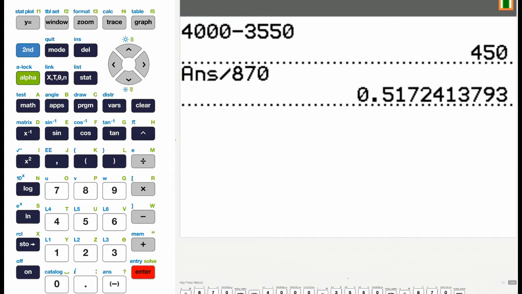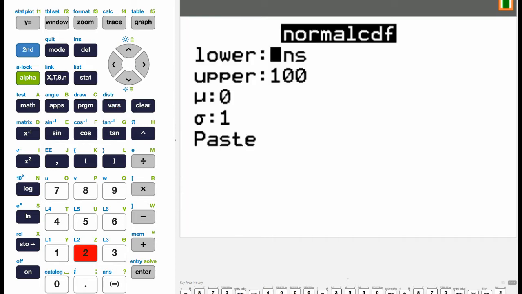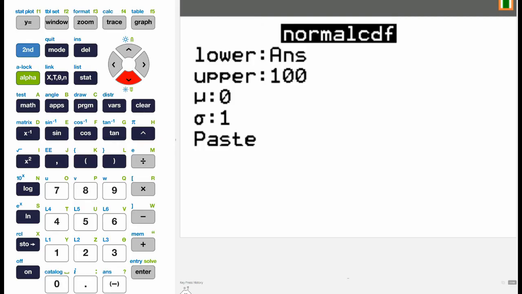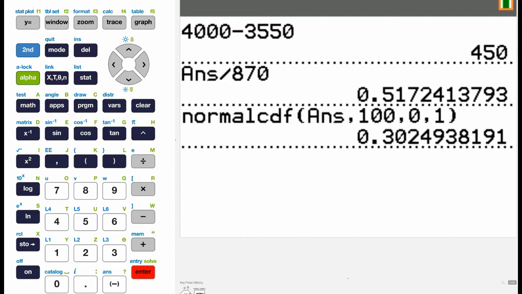Well, I'm going to go to my calculator. I need to get to my normal CDF, so I'm going to hit second distribution, second variables gives me my distributions, and I want this number 2, normal CDF. The lower bound, well, that's going to be my answer. That's going to be that z-score I just got. You could type it in here as well. The upper bound, it goes on forever. If you look at your picture, the lower bound is 0.517. The upper bound goes on forever, so I'm going to put 100 in there. I'm going to put 100, 0, 1. I'm going to paste that. You don't need to have the 0, 1 there. You could have stopped it at 0.517, comma 100. If you have a TI-83, that's what you'll see.